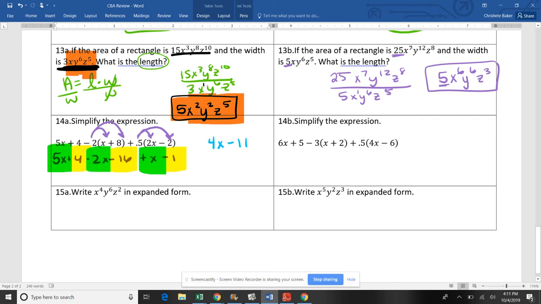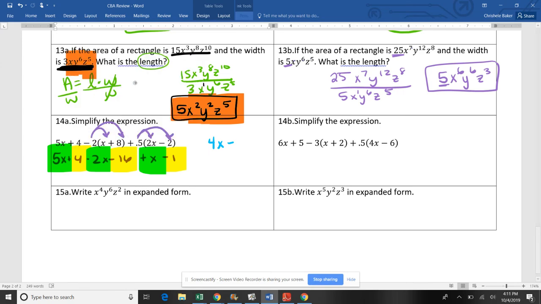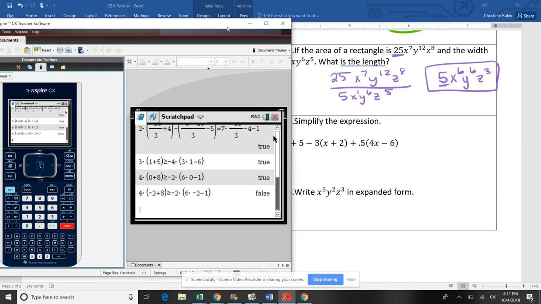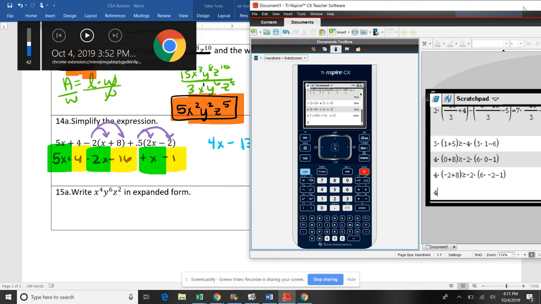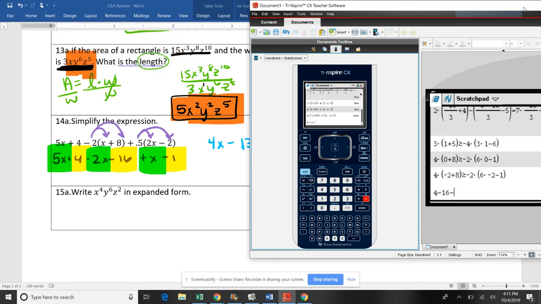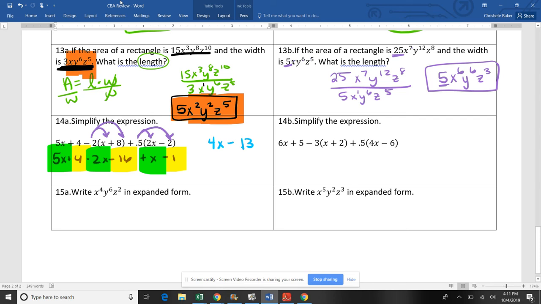Did I do that right? 4 minus 16 minus 1. No, it's negative 13. What am I doing? Just double check that when you don't know. No harm in getting out the calculator. 4 minus 16 minus 1. It's been a long day. There, negative 13. Got it. Now I dropped my pen.